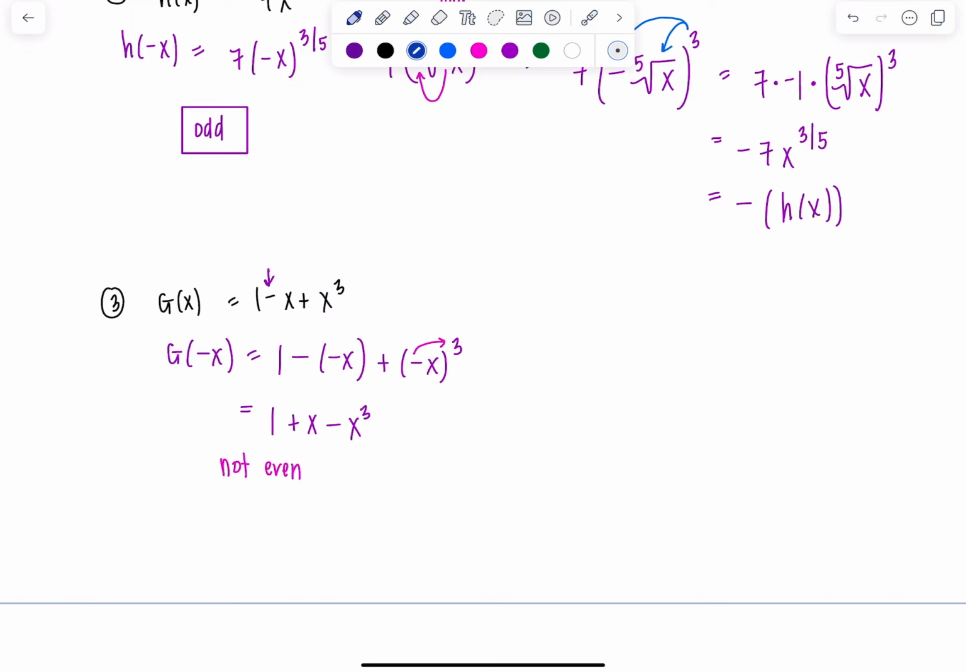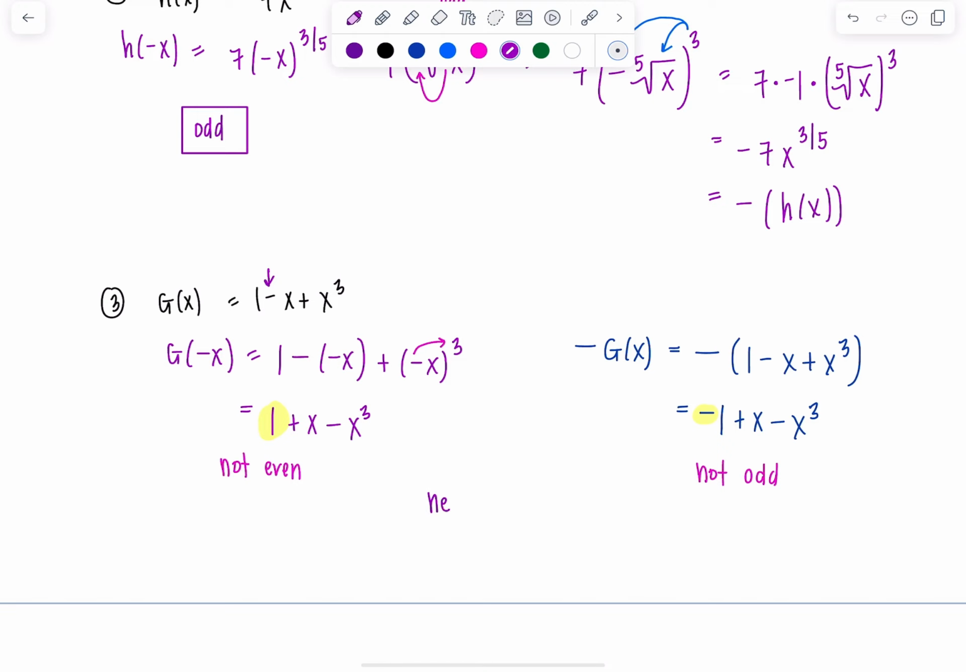If it was odd, it should equal the opposite of g of x after we simplify. What's the opposite of g of x? It would be the opposite of 1 minus x plus x cubed, which would be negative 1 plus x minus x cubed. Is that what we had? No, because look, we had a positive one, not a negative one. Oh, so that means it's also not odd. So our function is neither.